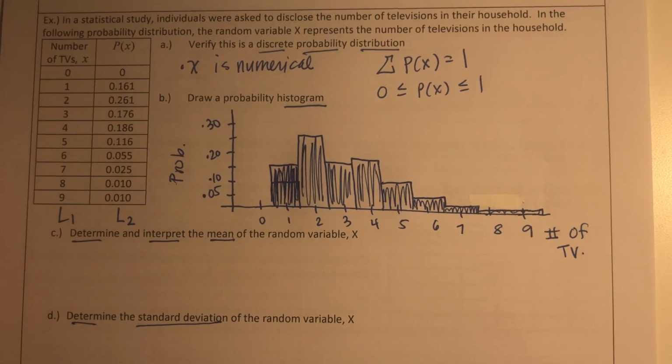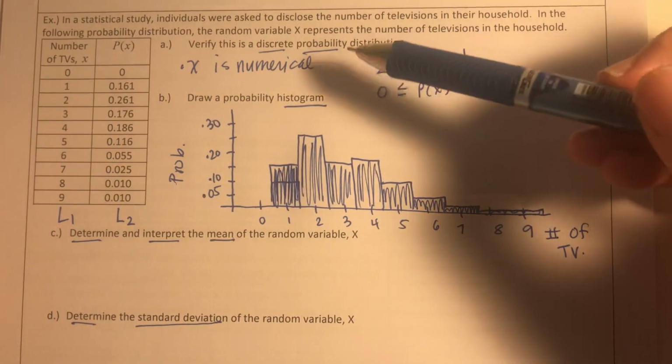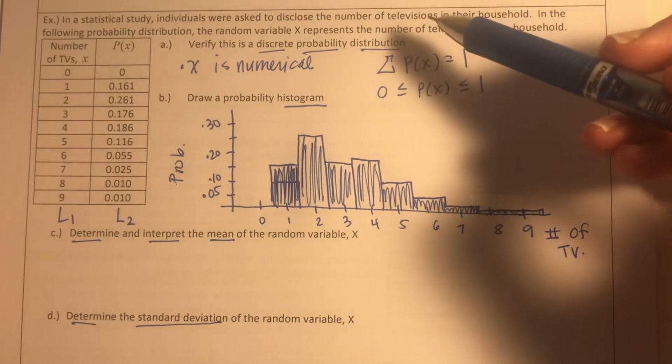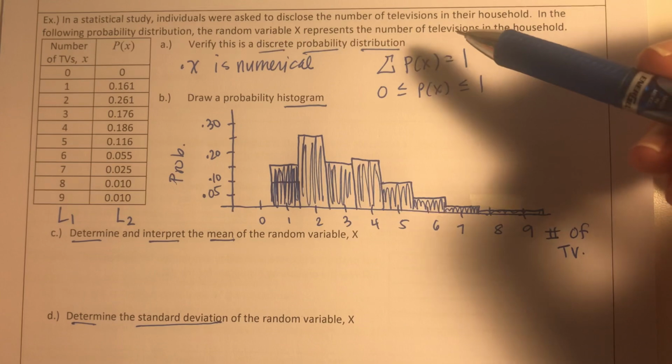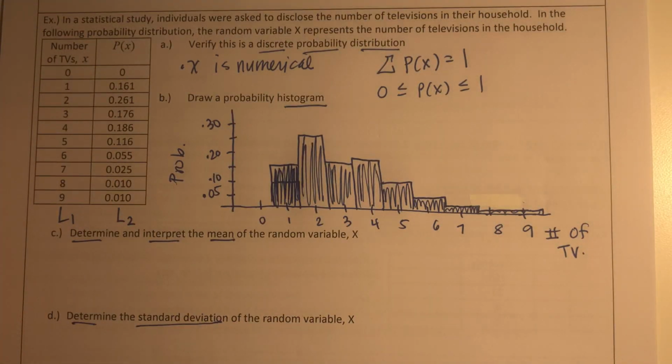We are in section 5.1, and I am on page 3 looking at the problem that deals with televisions. It says, in a statistical study, individuals were asked to disclose a random number of televisions in their households. In the following probability distribution, the random variable x represents the number of TVs in each household, so it goes between 0 and 9. And these are the corresponding probabilities with them.